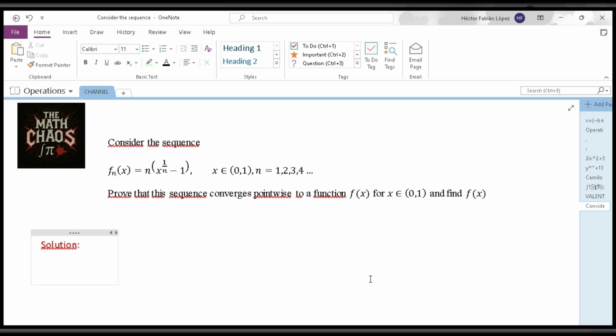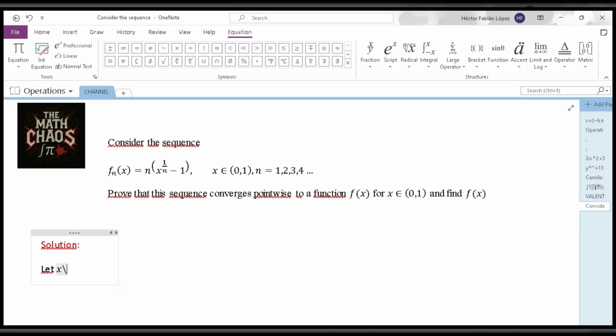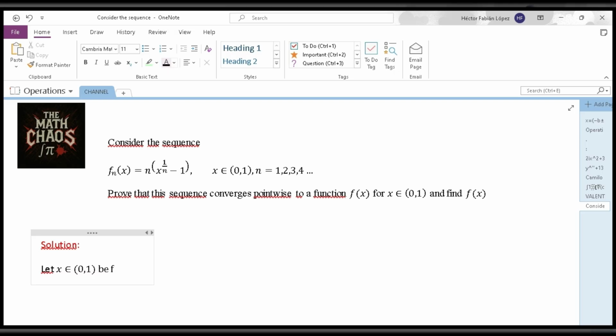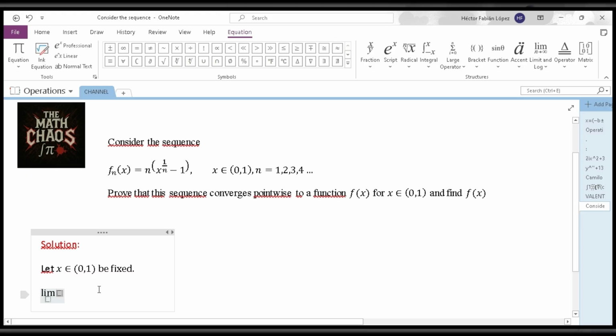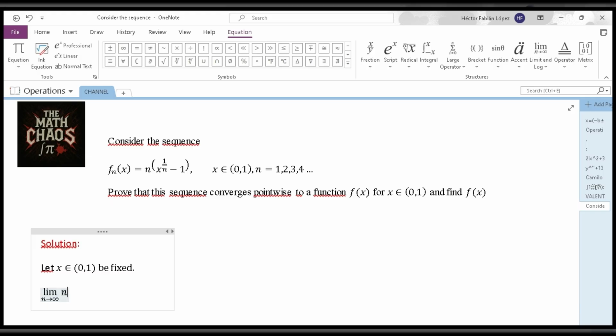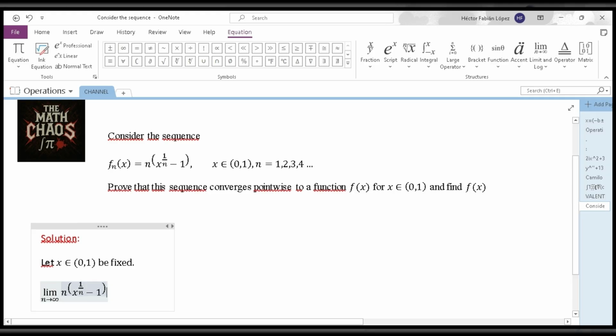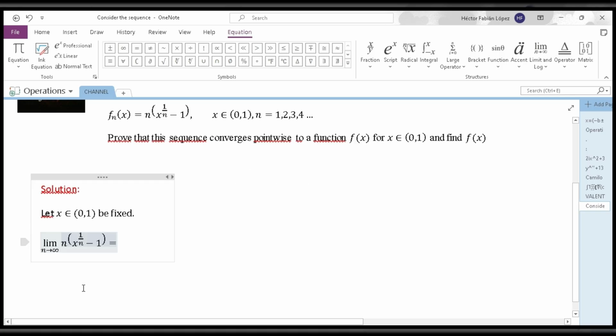Okay, first let me change here the letter. Let x in the interval 0, 1 be fixed. Having this, we can calculate the following limit that will help us to find the limit when it converges. Here is this limit when n approaches infinity of the function n times x to the 1 over n power minus 1. Excellent. Then here we will evaluate this limit.